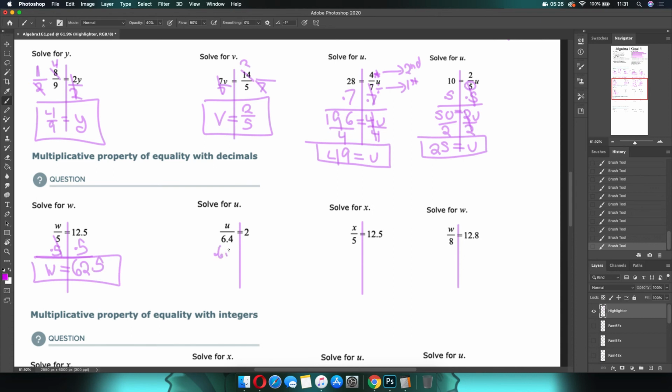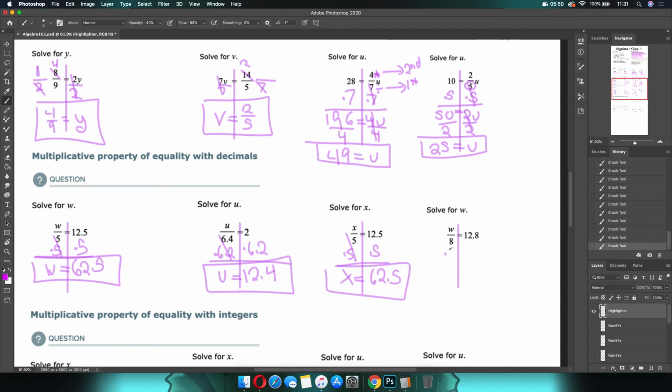Times 6.2, times 6.2. You notice I'm not even reminding myself. I just automatically know, oh, this is division, I undo it with multiplication. And that will be 12.4 times 5, times 5. We got the same one again. That happened in the last video. So x equals 62.5. We already knew that.